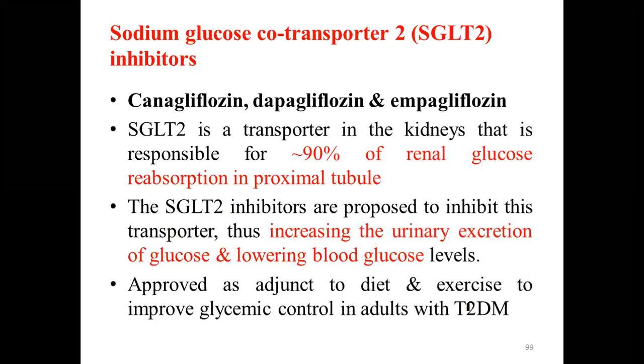Then lastly, the sodium glucose co-transport 2 inhibitors. Remember, they have the suffix gliflozin, and I will talk about dapagliflozin. So those are the newer anti-diabetic medications.